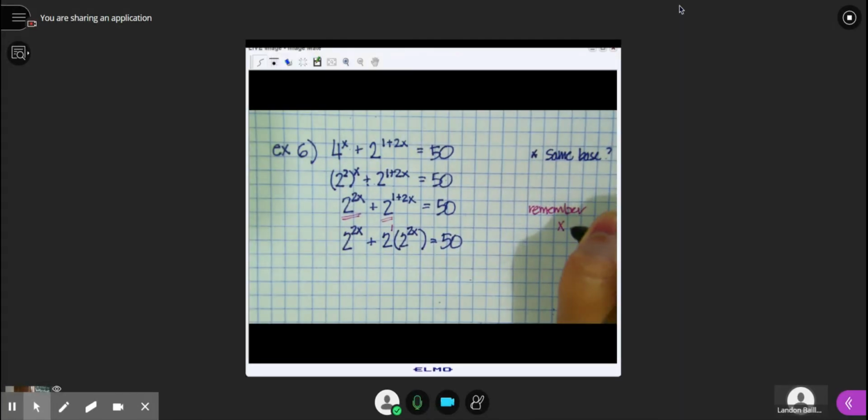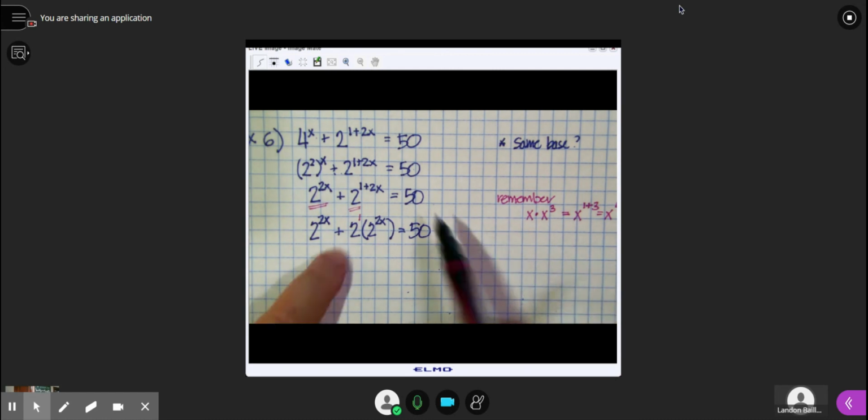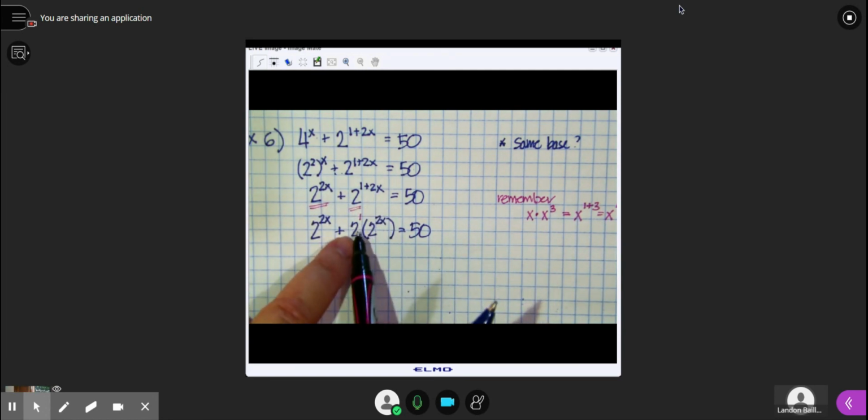If you have an x times an x to the third, that's going to be the same as x to the fourth, because we do 1 plus 3, right? So this exponent here of 1 plus 2x is the same as if I had written a 2 to the first multiplied by 2 to the 2x. See it?